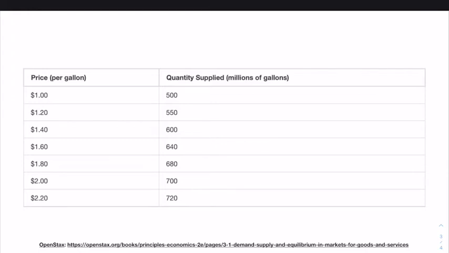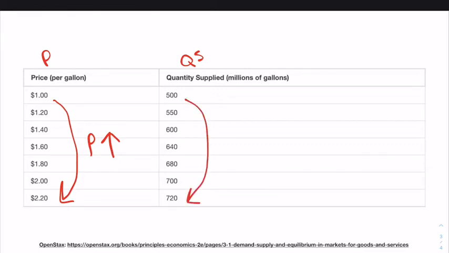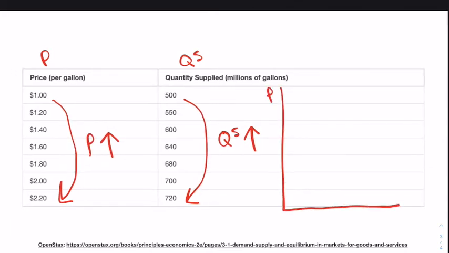On the left column, we have price, and on the right column, we have quantity supplied. Notice as we go from $1 to $2.20, we see prices increasing. And when we move for quantity supplied from 500 to 720, we see quantity supplied also increases. To show this positive relationship on a graph, we're going to have price on the vertical axis, quantity supplied on the horizontal axis, and then origin on our bottom left.